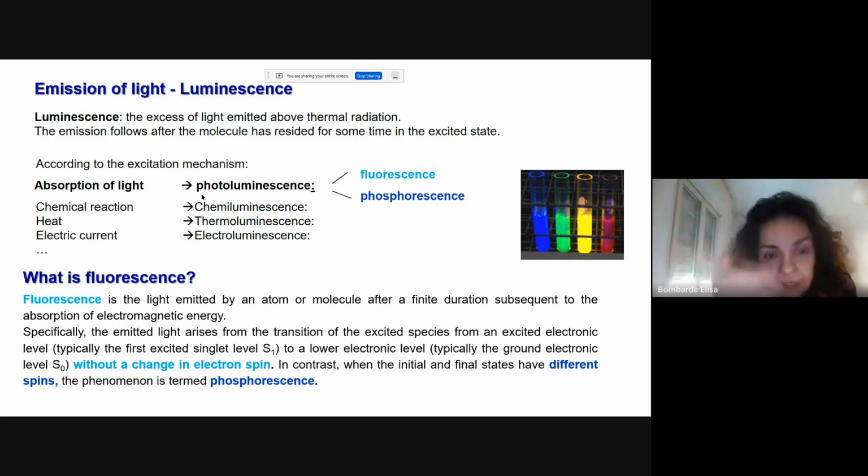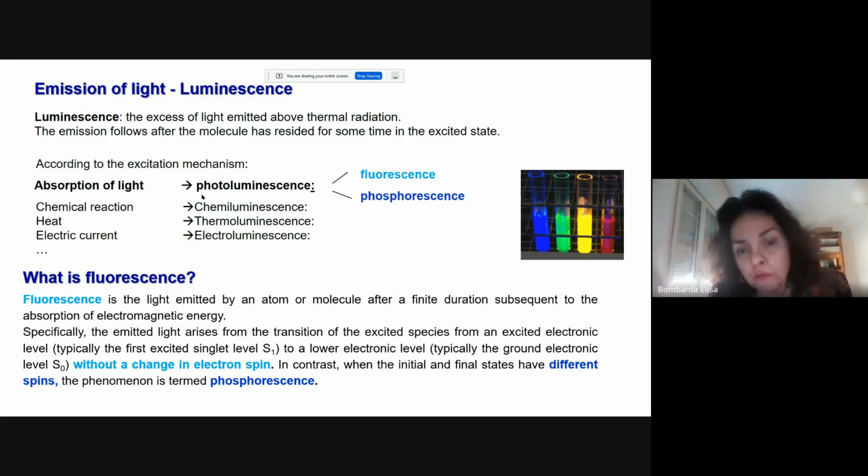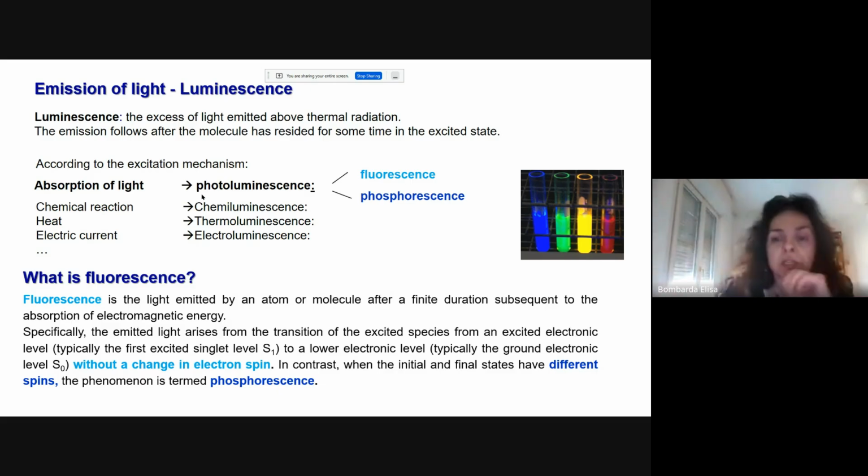Okay, so what is fluorescence? Fluorescence is the light emitted by an atom or a molecule after a finite duration, which will then be defined as the fluorescence lifetime, subsequent to the absorption of electromagnetic energy. And so how do we separate between fluorescence and phosphorescence?